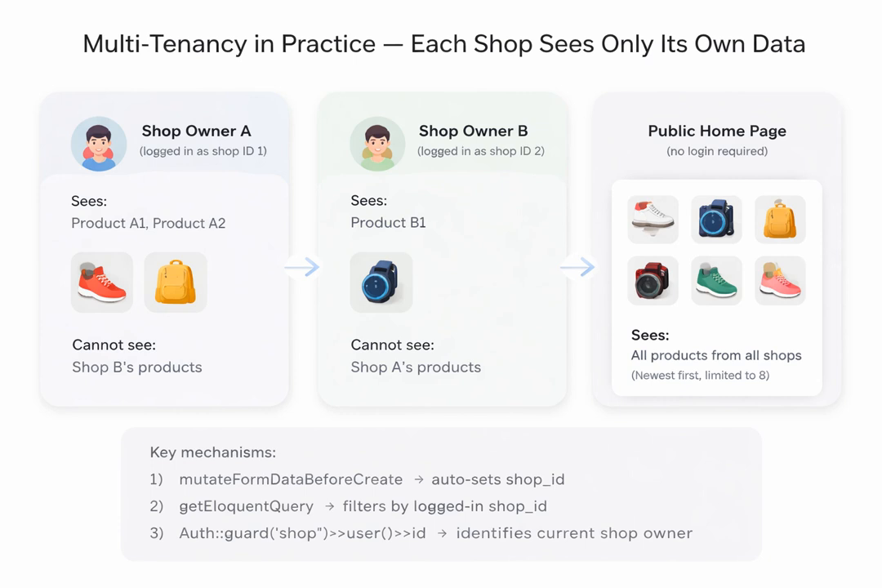The three key technical mechanisms making this work are mutate form data before create for auto-setting the shop ID, get Eloquent query for filtering the list view, and auth.guard shop.user.id for identifying who is currently logged in.